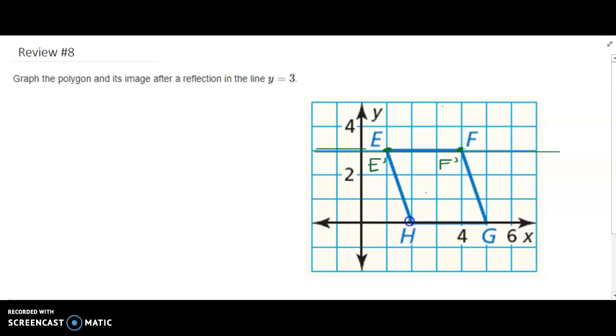Okay, so H is 1, 2, 3 below, so it's going to go 1, 2, 3 above. Sorry, I kind of ran out of room. And then my G is 1, 2, 3 below, so it's going to go 1, 2, 3 above. And then you just connect the dots here.